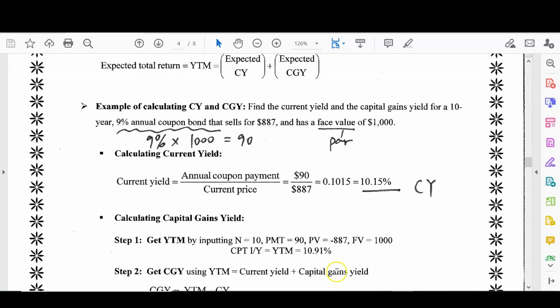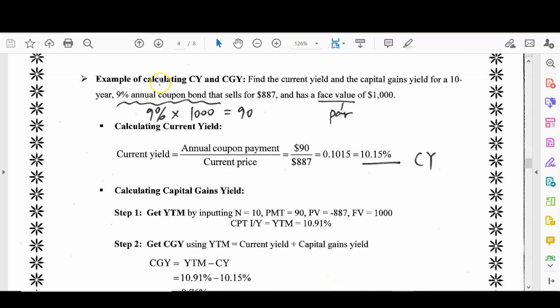Let's look at an example, calculating current yield and capital gains yield, for a 10-year, 9% annual coupon bond that sells for $887 with a face value of 1,000. Face value is the same as the par value, 1,000.